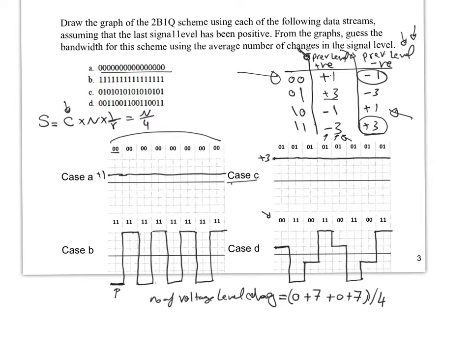So what we would do is that we will say, okay, since this number of changes is for 16 bits, the number of changes per bit is to divide all of this by 16. Okay? So this is the number of changes per bit based on these four cases.